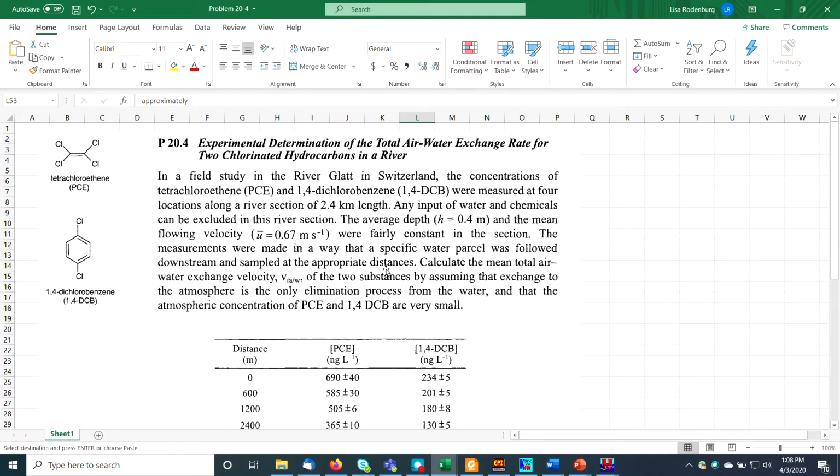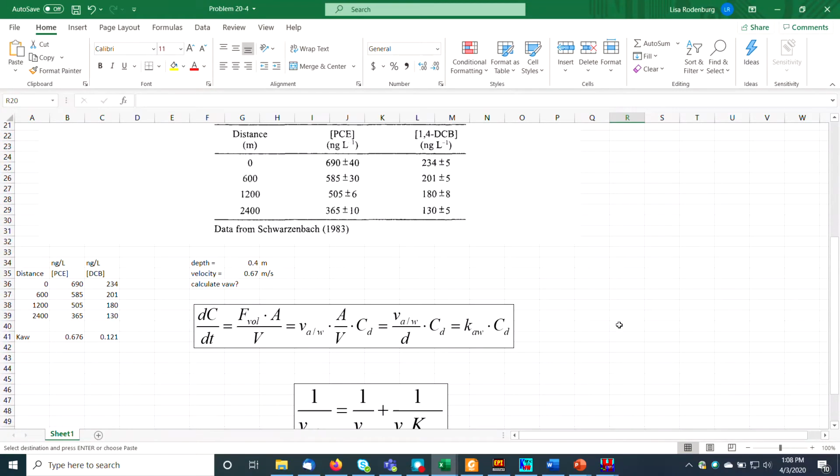appropriate distances. Calculate the mean total air-water exchange velocity, the VAW, of these two substances by assuming that exchange to the atmosphere is the only elimination process from the water and that the atmospheric concentrations of these chemicals are very, very small. So in other words, we can assume that there's no back diffusion of the chemicals from the atmosphere into the water column. It's just a one-directional flow.